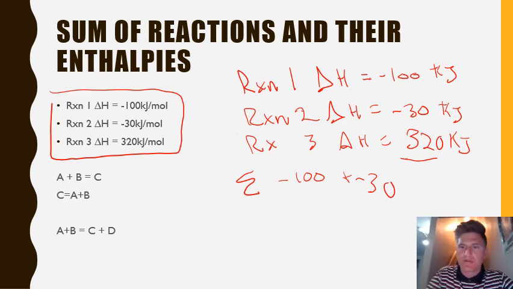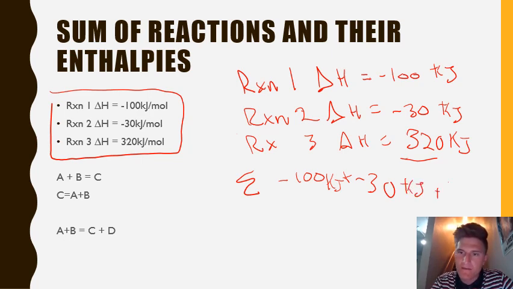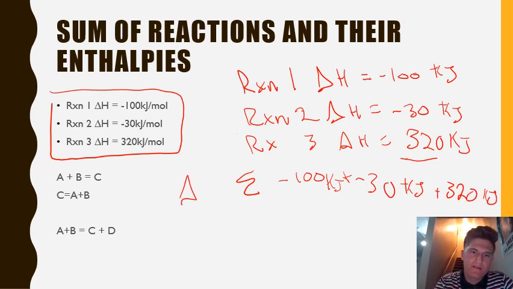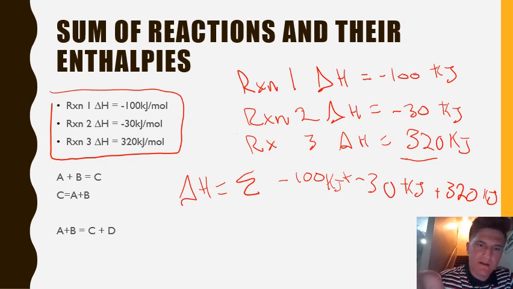Sorry about that, I had to do a quick change of scenery, but right here, as I was saying, we had a negative 100 kilojoules. We'll put the units there to remember. Negative 30 kilojoules and a positive 320 kilojoules. And so if we want to find this sum, the delta H, we can just add all of these together to get the final enthalpy. And so that's what I'm going to do right now. So we got negative 100 plus negative 30 plus 320, and that's going to give us a positive delta H.